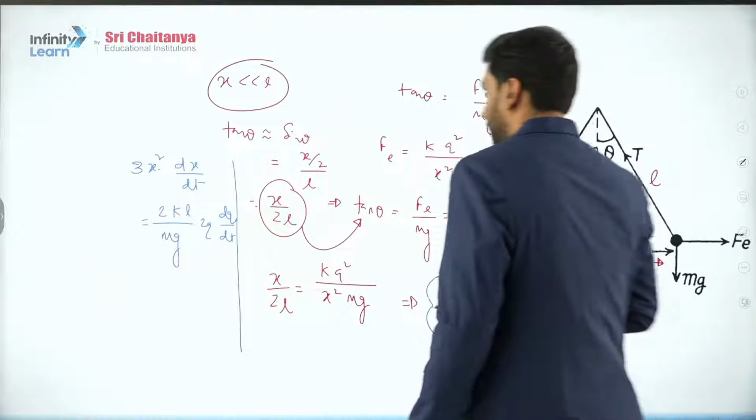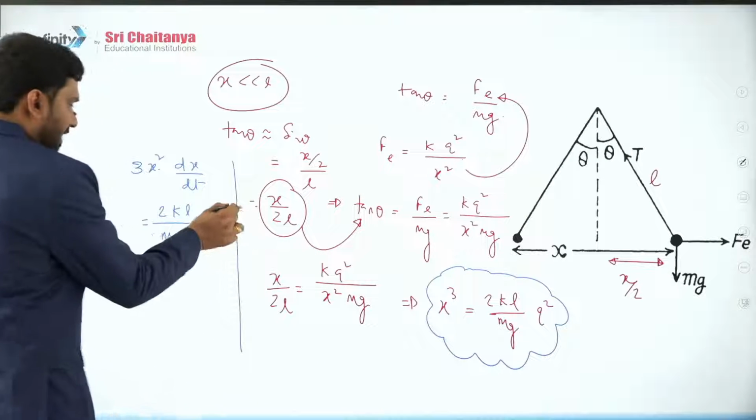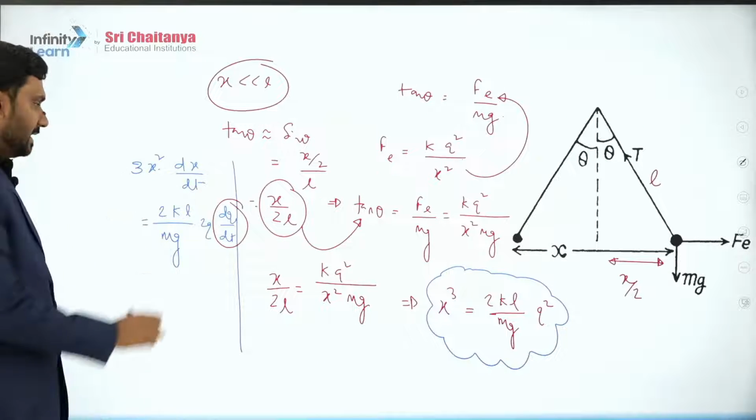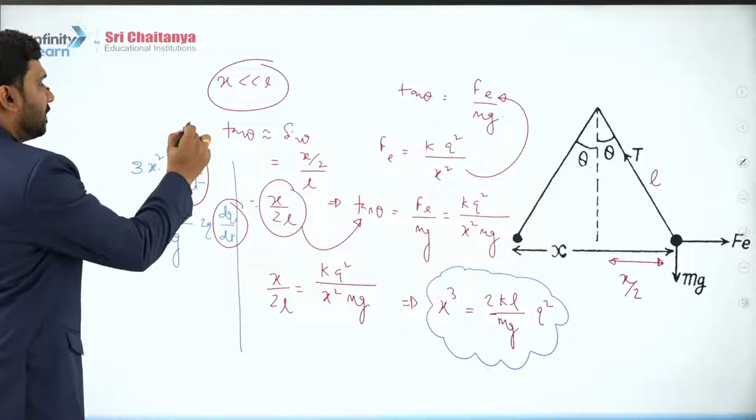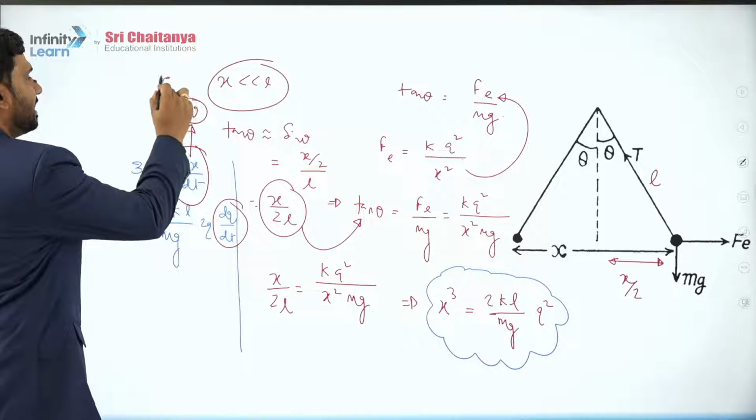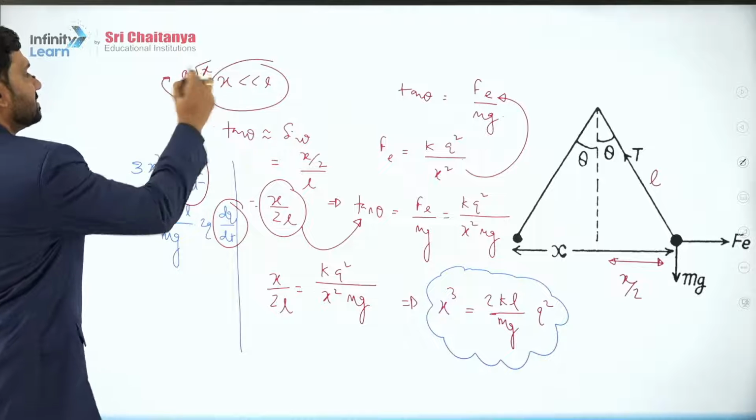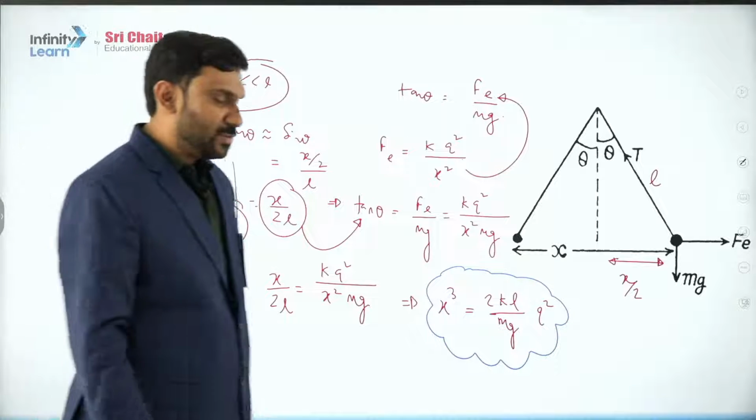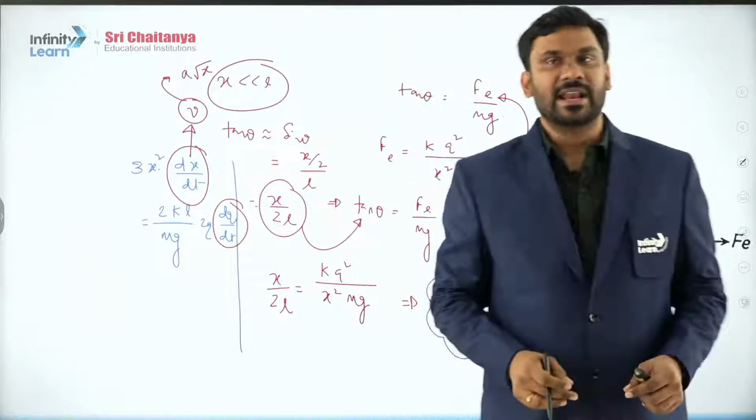Why? Now you see, we want dq/dt. dx/dt is nothing but velocity, for which they have already given the result as a root x. So what is my job? Simply I will put the data and I will get the answer.